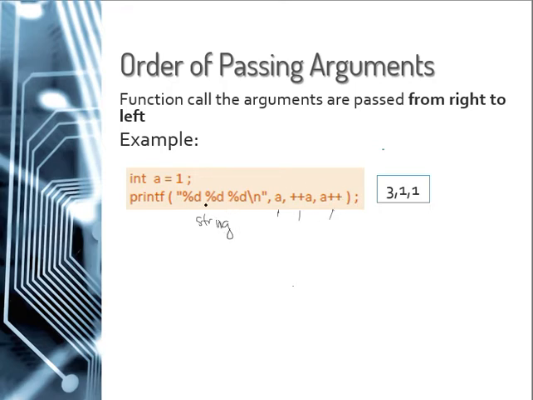Now what happened in this code? Actually, you can already see the output: the output of this is 311. Shouldn't it be right to left, meaning we start from there? If A is equal to 1, this should be 1, then plus plus A, so this should be 2, and then A plus plus, this should be 2, right?